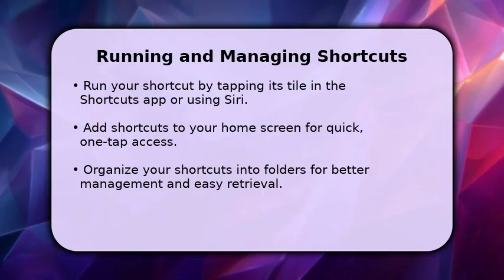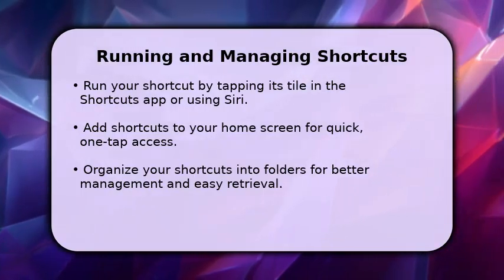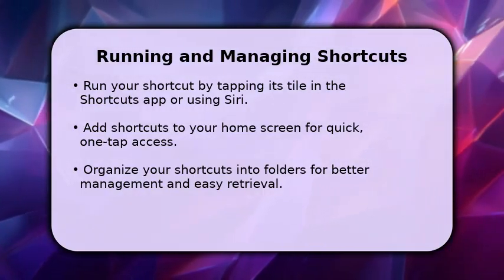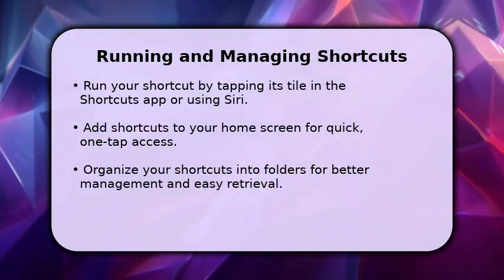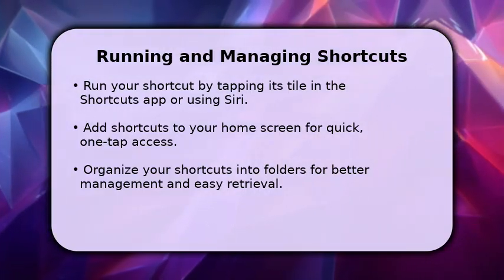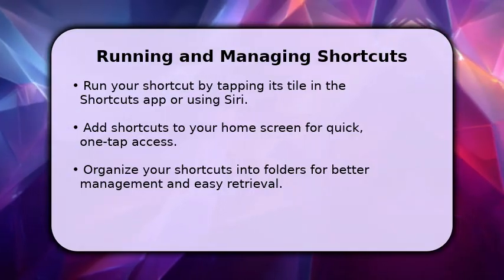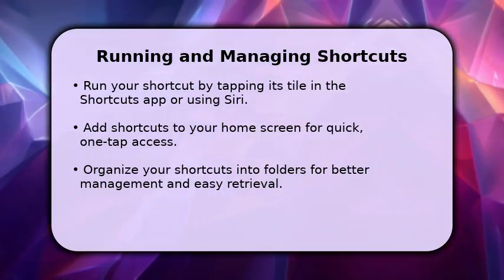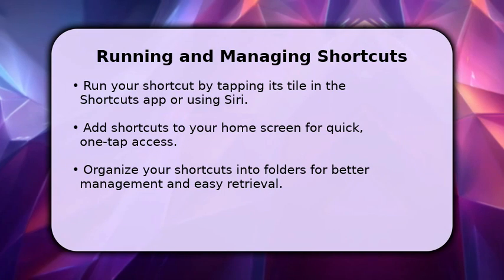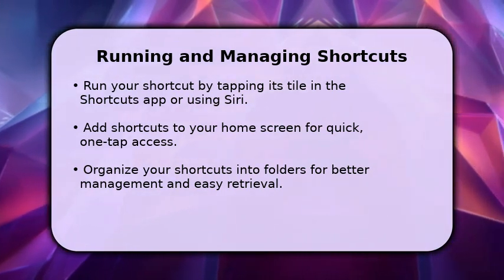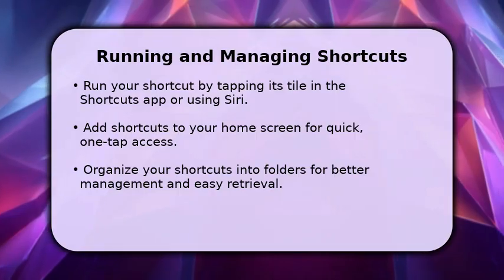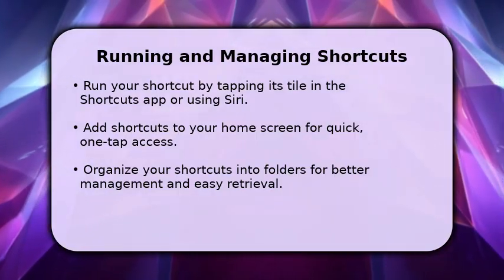Once your shortcut is complete, it's time to put it to use. You can run it directly from the Shortcuts app by tapping its tile, or simply ask Siri to activate it by name. For even quicker access, consider adding your favorite shortcuts to your device's home screen. This creates a dedicated icon for one-tap execution. You can also organize your growing collection of shortcuts into folders, keeping everything neat and easy to find.